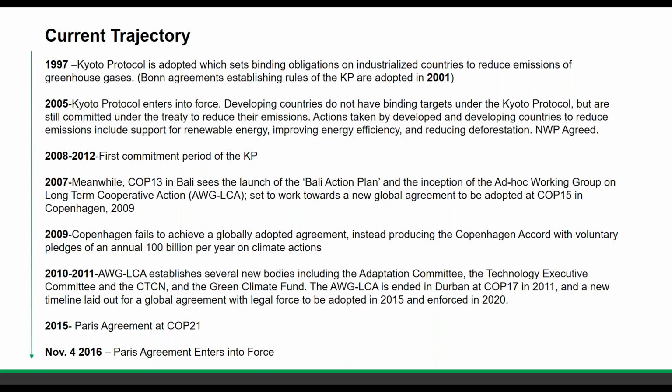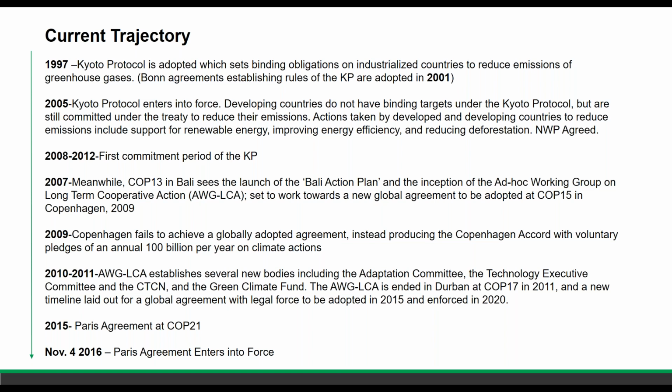And there were several negotiation sessions held between 2007 and 2009, aiming towards this global goal, this global agreement. And of course, Copenhagen failed to achieve that globally adopted agreement. It instead produced a Copenhagen Accord, which was voluntary, included voluntary pledges of an annual $100 billion per year on climate action. So this is where the climate finance commitment actually comes from. But it did not get us to what we got to finally in the Paris Agreement.